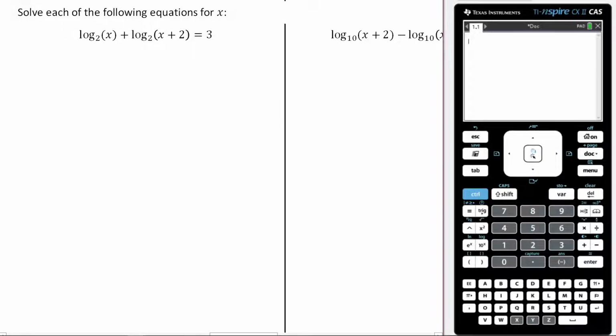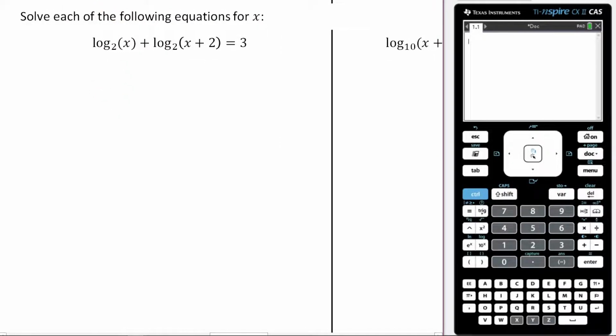So we're going to answer this question before us. It says solve each of the following equations for x, and let's look at this one right here. What's the first thing that we're going to notice here? We're going to notice that we have the same bases and that we're adding.